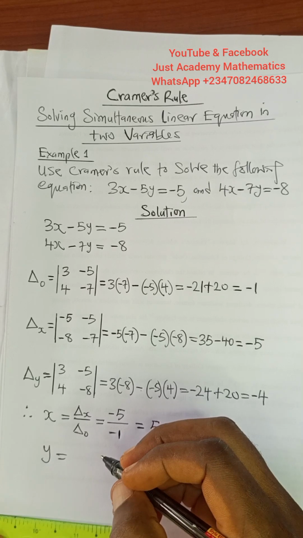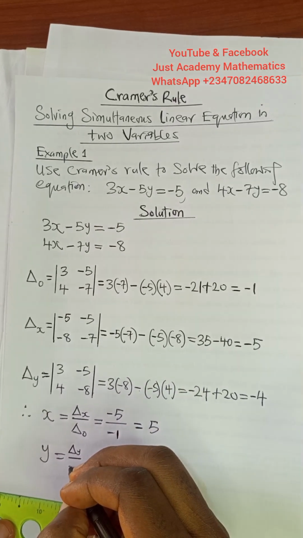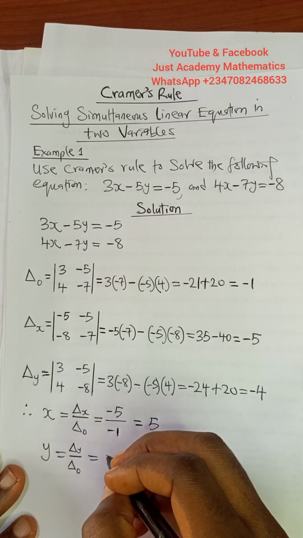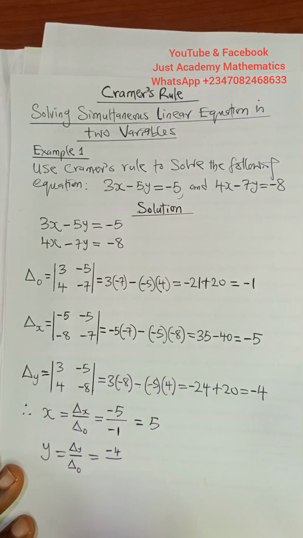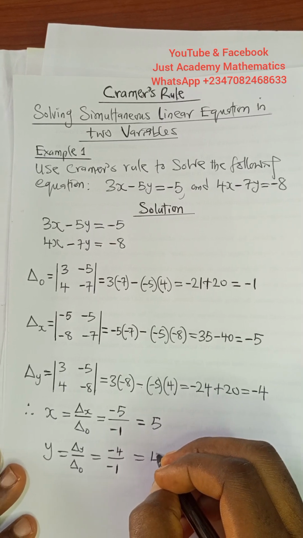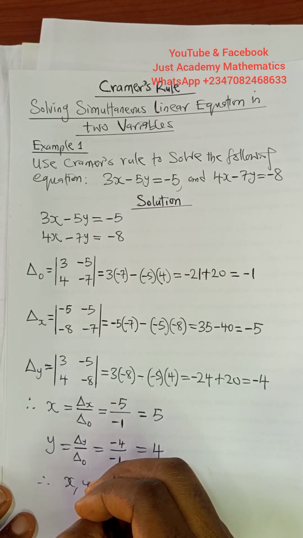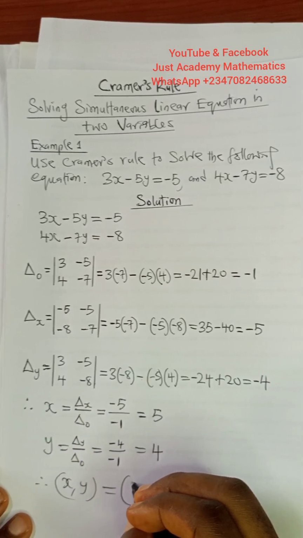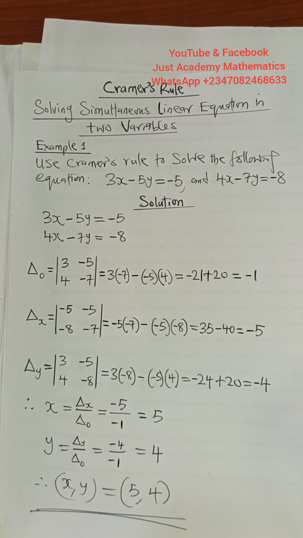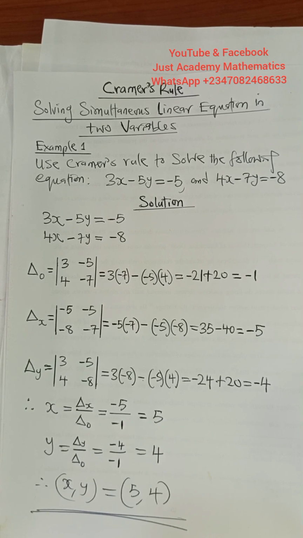We'll do the same thing for y. To get the value of y, we'll go for what? Change in y over what? Change in 0. And what is change in y? Change in y is minus 4, over change in 0, which is minus 1. So when you divide both, you have 4. So we are concluding that the value of x followed by y is the same thing as 5 followed by 4. These are the two values. So this is what Cramer's rule looks like for a 2 by 2 matrix.